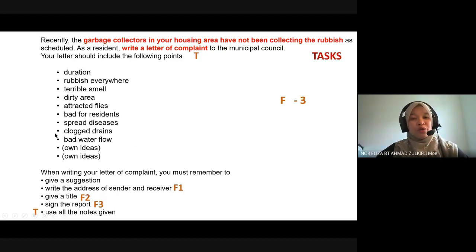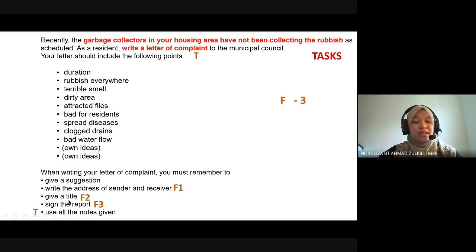And of course, for every different essay, you'll have a format, marks for format: format number 1, format number 2, and format number 3. In this question there is a reminder, so please remember to read thoroughly. Why? Because some questions have reminders for you to follow. For example, this one is a letter of complaint, and look at the reminder: write the address of sender and receiver. So that is format number 1. This is 1 mark here.